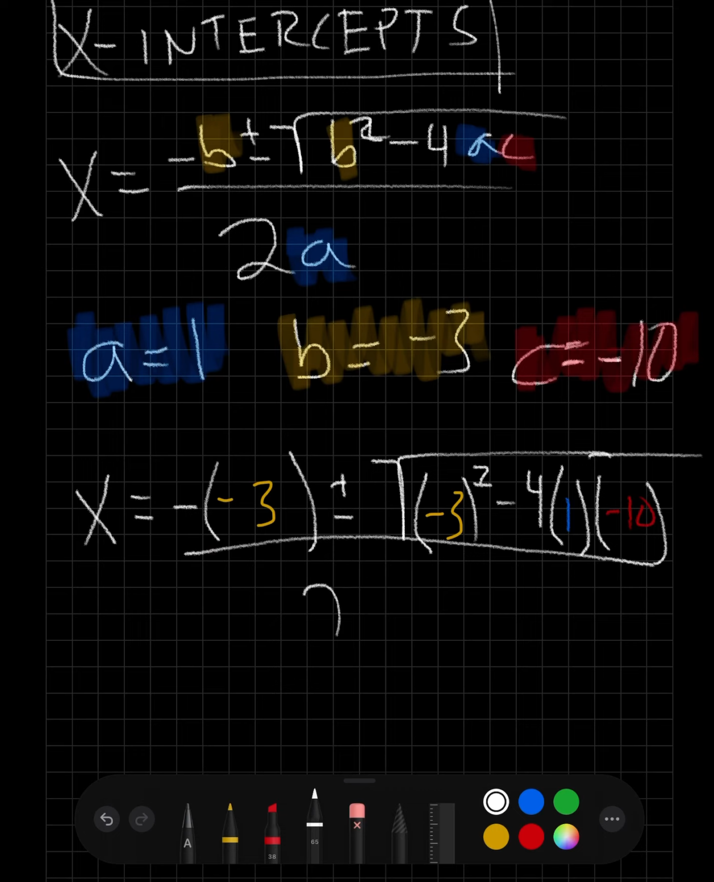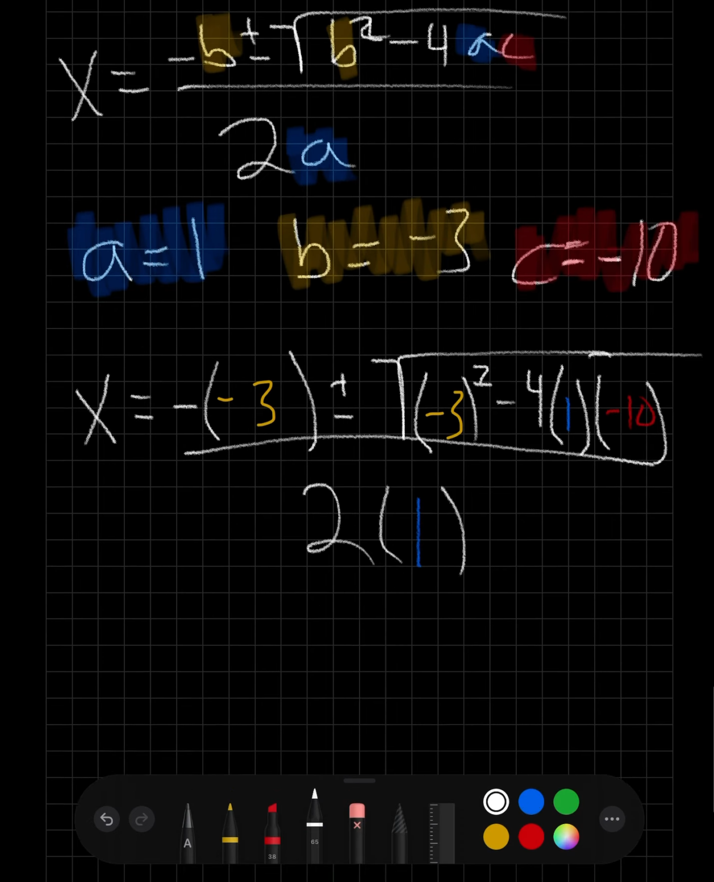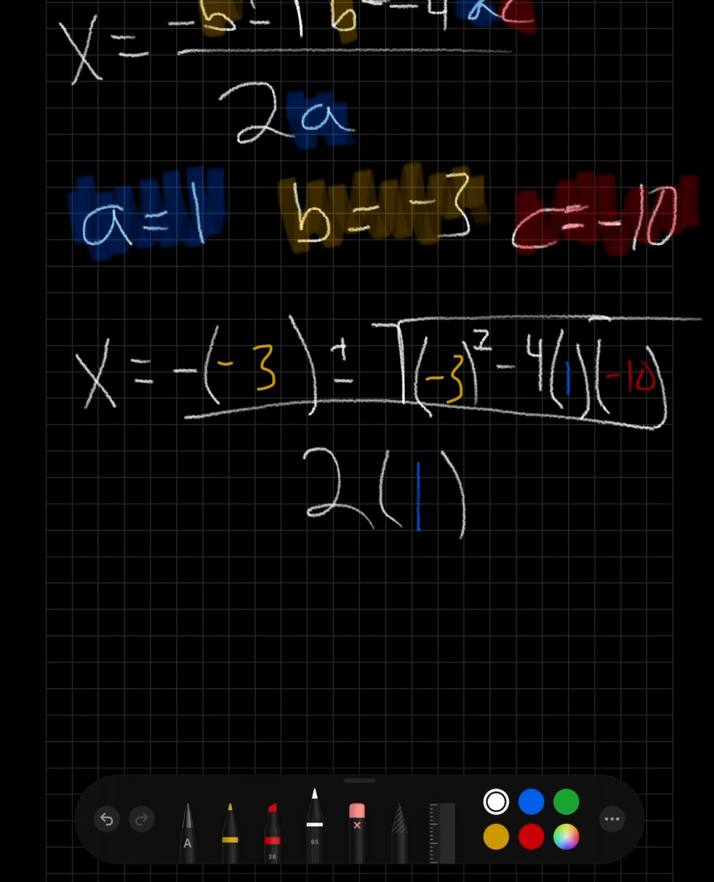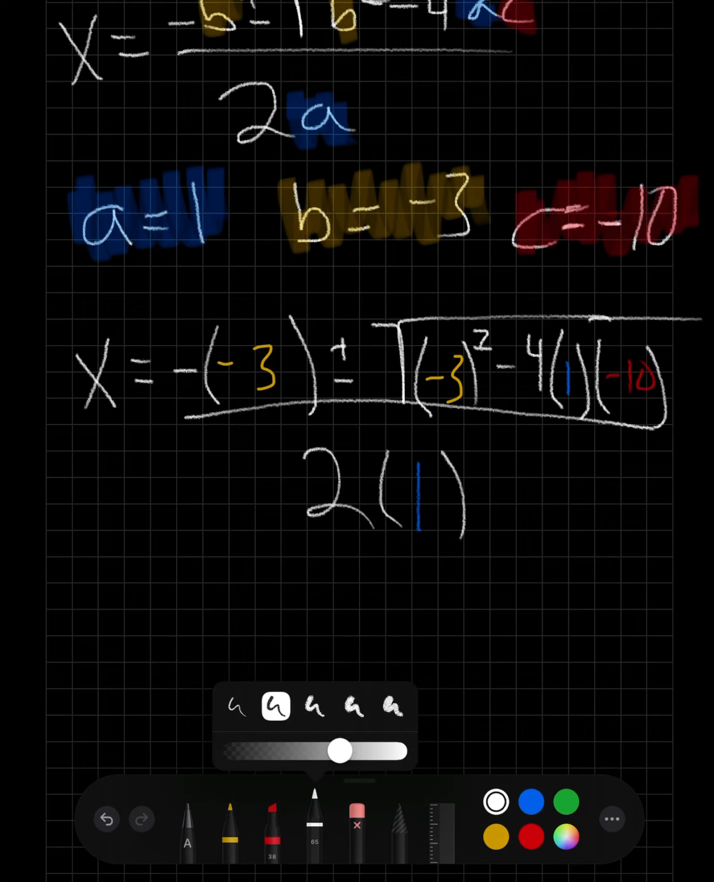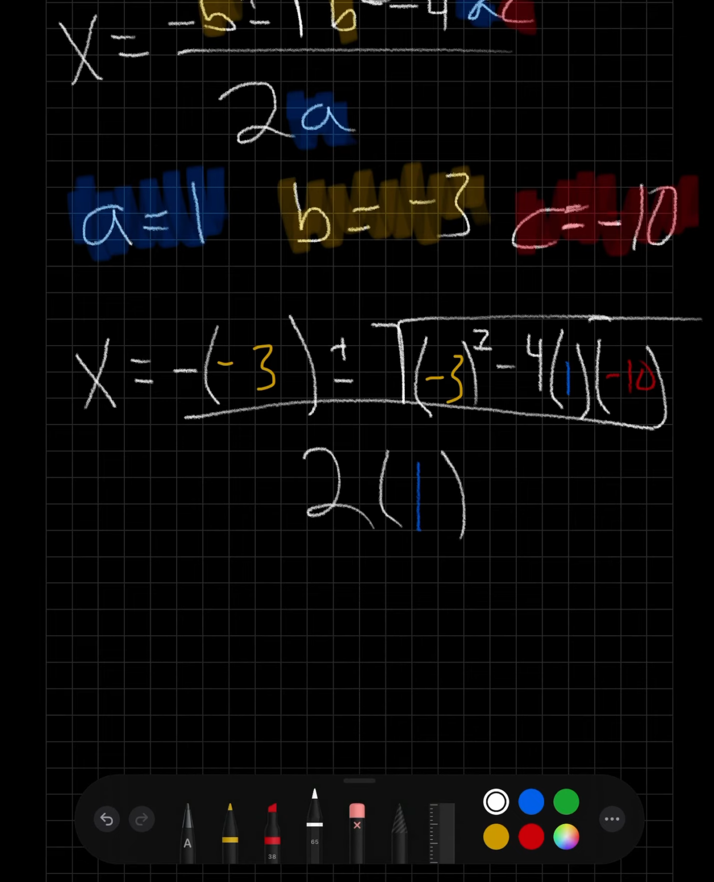And that whole thing is divided by 2 times a, which is 1. Notice my parentheses use here. I'm putting in parentheses everywhere that I drop that value so that I can keep my signs correct and know what I'm talking about. I plugged in my b value here, and the formula tells me it's the negative b value. So this negative that I wrote here in white is part of the formula.